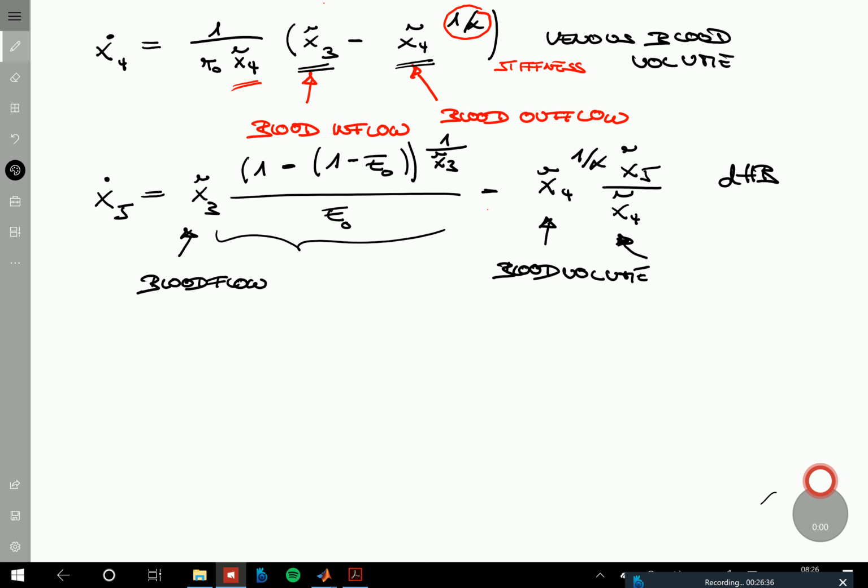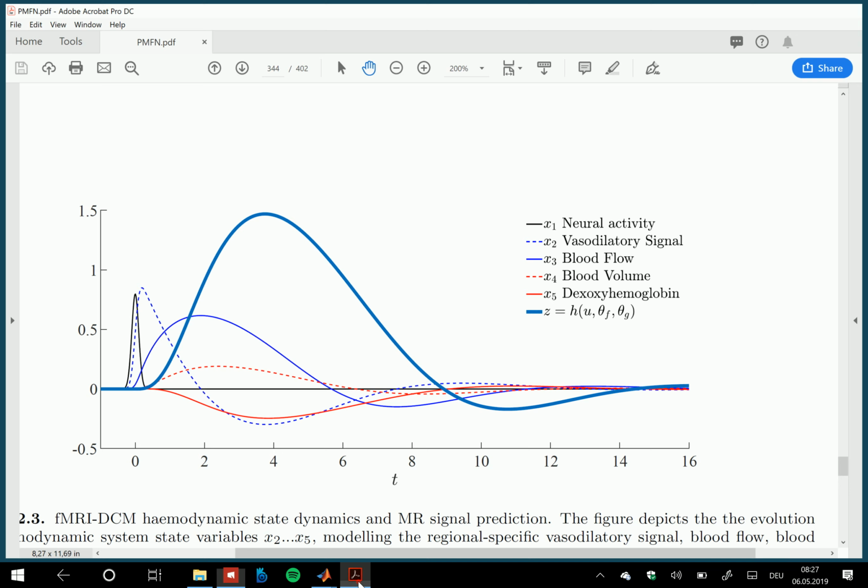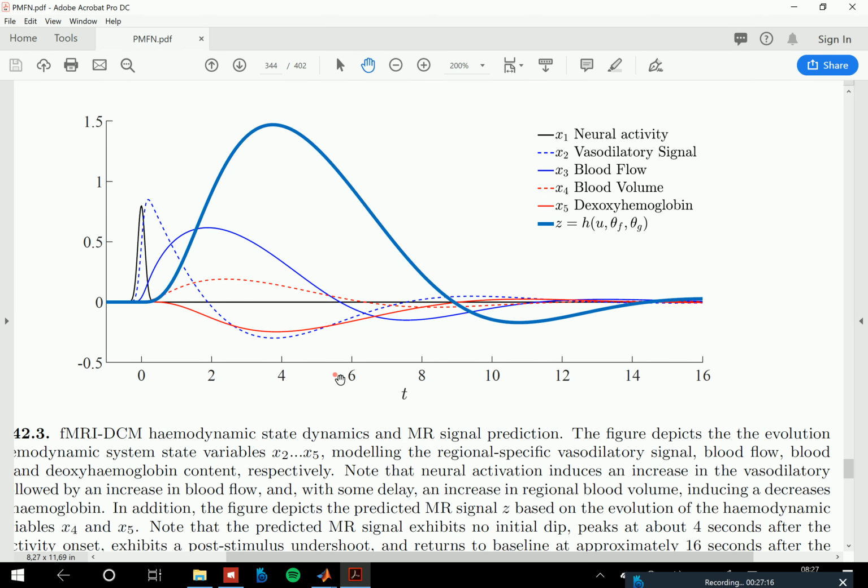So what this whole thing tries to describe is that deoxyhemoglobin is decreasing as a function of increases in blood flow and blood volume, and to get to something like that behavior, you need an equation like that. Sorry, I don't really have a better explanation for this. But I can visualize that, and then it gets somewhat intuitive.